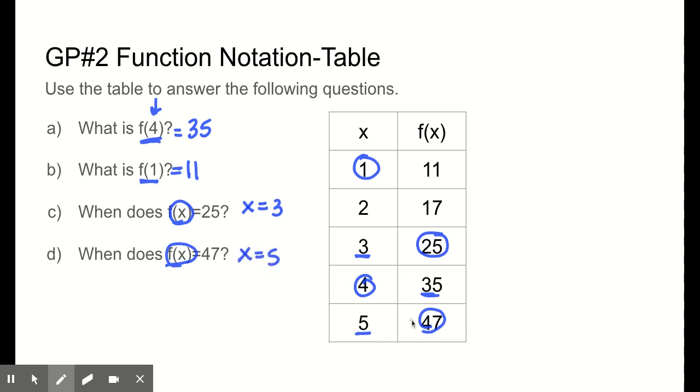Again, really straightforward. It's just a matter of understanding what you're reading. So again, if your x value has been replaced, you're looking for the output value. We already have the input value. We're looking for the output value. If we're given the output value, we're looking for that input value or that x value.